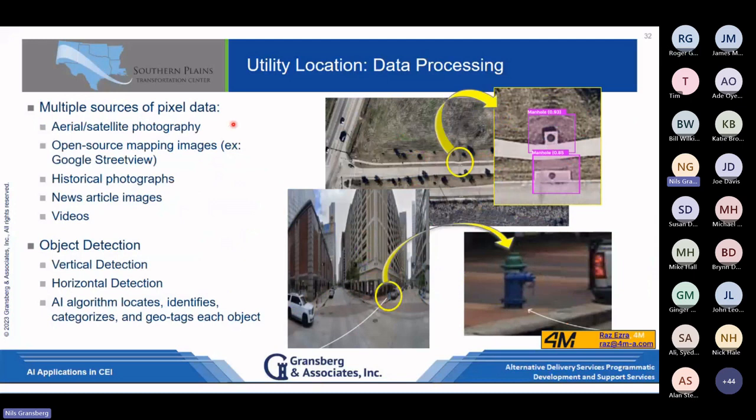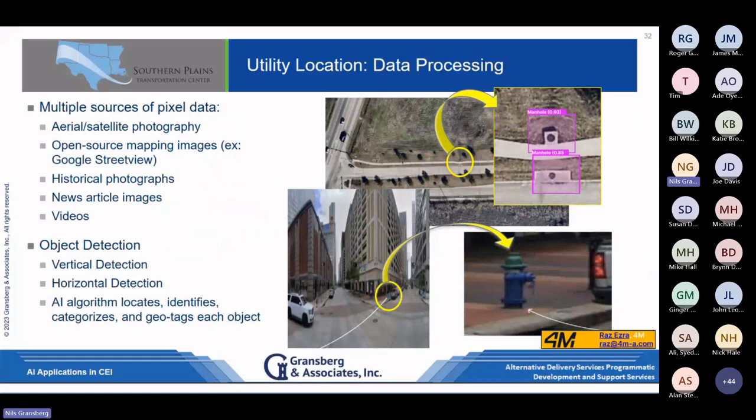So there's all sorts of different sources that they use: aerial satellite photography, open source mapping images like Google Street View. It'll pull historical images. It'll extract out of news articles, you name it, right? Videos. And then object detection is actually pretty slick. So they've got vertical and horizontal detection. Like for your vertical detection, it says, oh, here's something right here. And it pulls that out and says, oh, these are manholes, right?